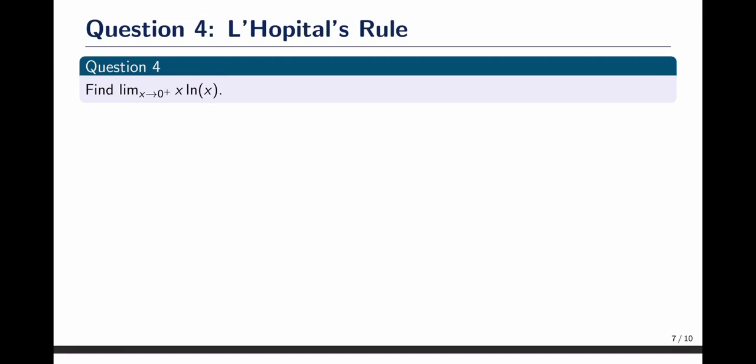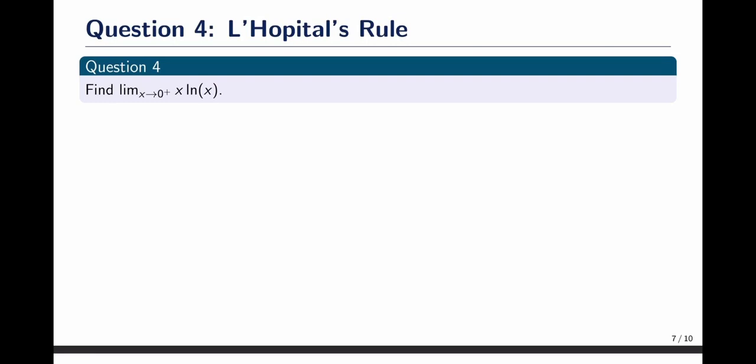We're going to take the limit as x approaches 0 from the right-hand side of x times the natural log of x. The first thing that we may want to note is that we're taking the limit as x approaches 0 only from the right-hand side, and the reason for this is that the natural log is not defined whenever x is 0, so it doesn't make sense for me to approach from the left-hand side.